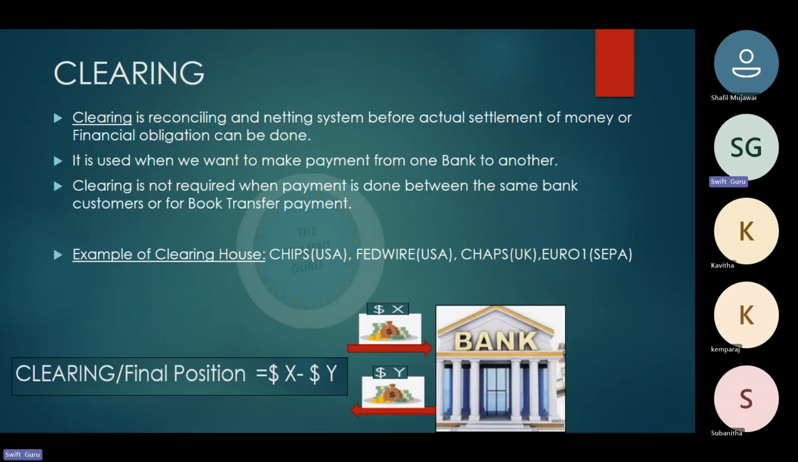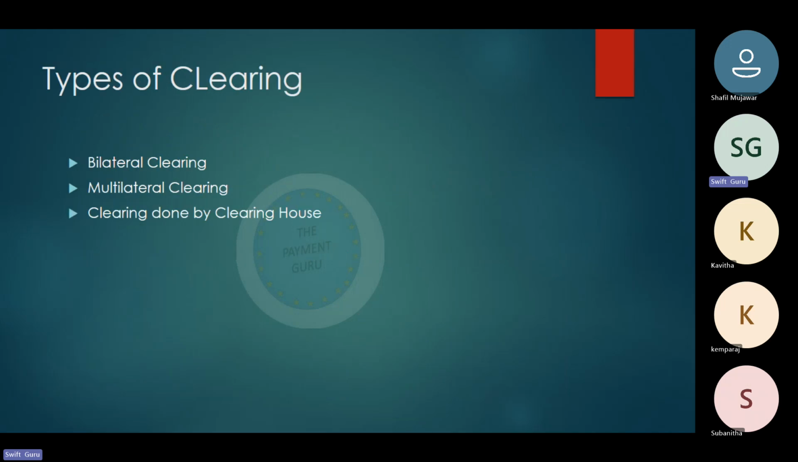Now there are plenty of ways in which banks do clearing. One is bilateral clearing, which is popular in cross-border payments. Then multilateral clearing, where we will see the complexity of multilateral clearing in the local payment system, and then clearing done using clearing houses. So all these three we'll learn one by one.